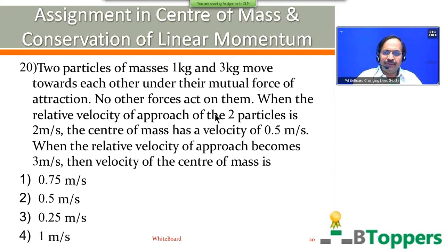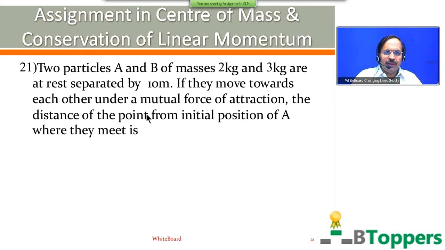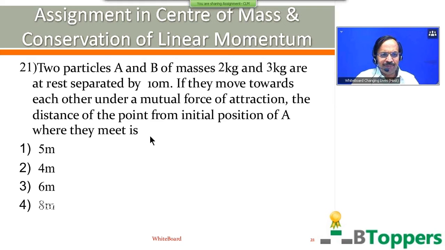In case you need more time, you can take a pause. I am going to show the next question on screen. See the question number 21. Two particles A and B of masses 2 kg and 3 kg are at rest separated by 10 meters. If they move towards each other under a mutual force of attraction, the distance of the point from the initial position of A where they meet is. Come on, try the question.